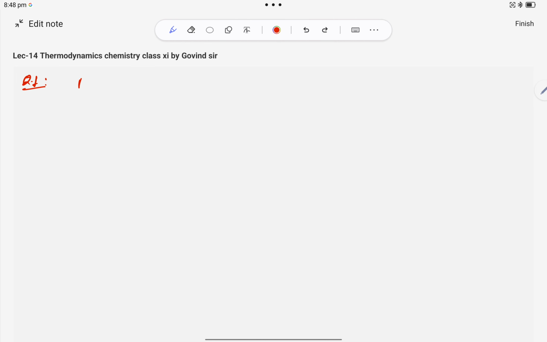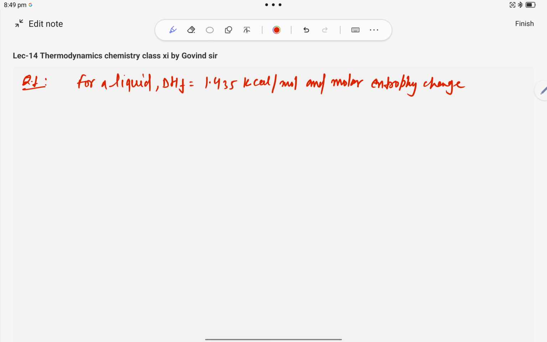Question number 1. For a liquid, enthalpy of vaporization, enthalpy of fusion is 1.435 kilocalorie per mole, and molar entropy change for fusion is 5.26 calorie per mole Kelvin. Find the melting point.